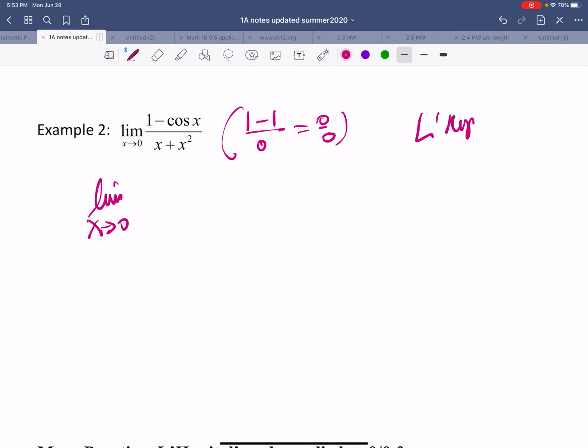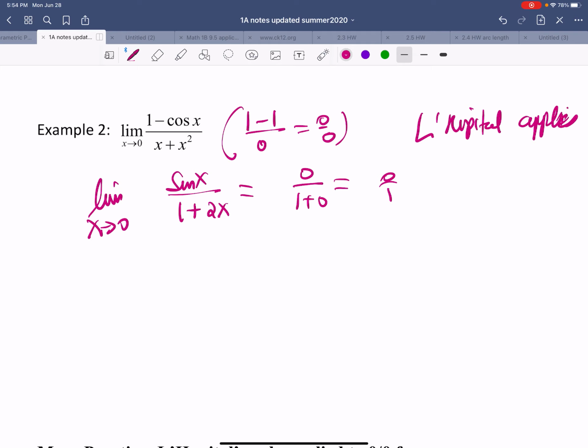You should always write down that you are using L'Hopital's rule. In this section, I won't be writing it down with every problem, but you should write it down. This section, we are only focusing on L'Hopital's rule. So L'Hopital's rule says take the derivative of the numerator. The derivative of negative cos x will be sin x, and the derivative of x is 1 plus 2x. Now when x approaches 0, sin x goes to 0. 1 plus 0, 0 over 1 is 0. So this limit goes to 0.